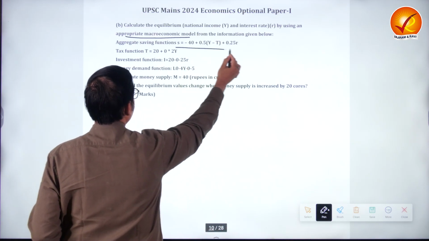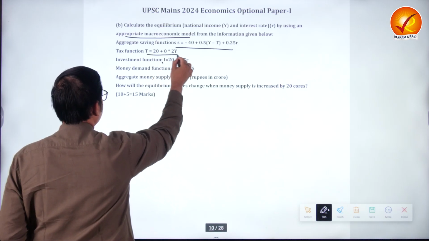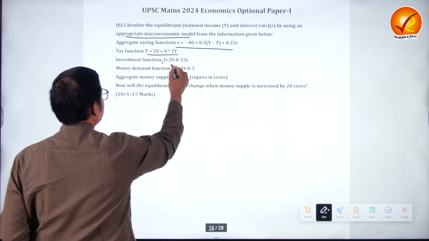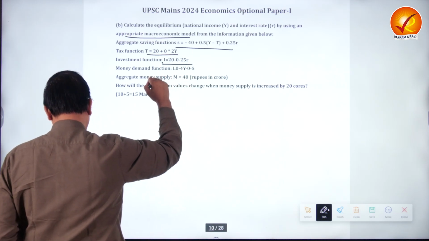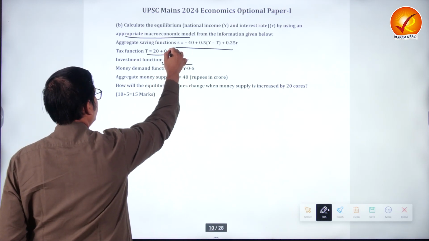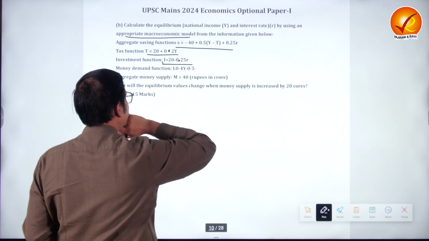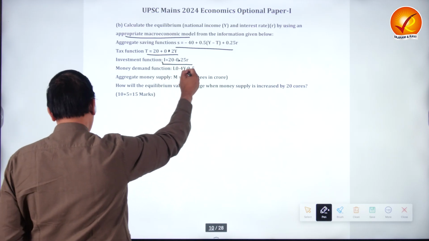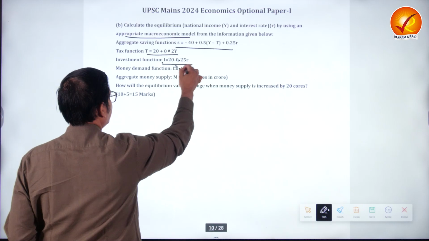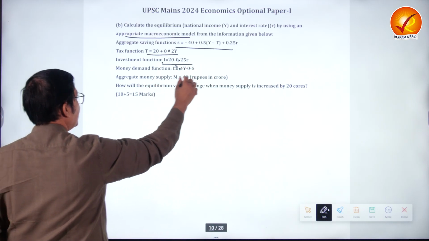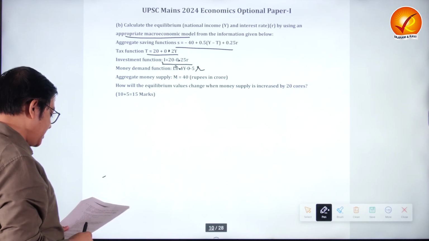They have given a savings function, a tax function, and an investment function. This is 0.2y and again 0.25r. It's okay, we'll write it down in any case. Then the money demand function, which is L equal to 0.4y minus 0.5R. And aggregate money supply is 40 crores.